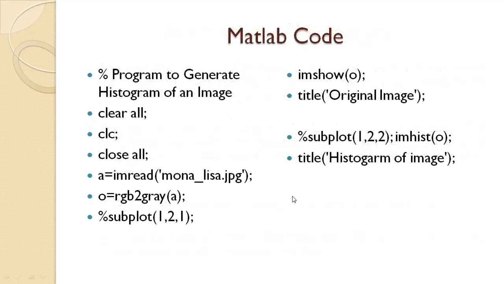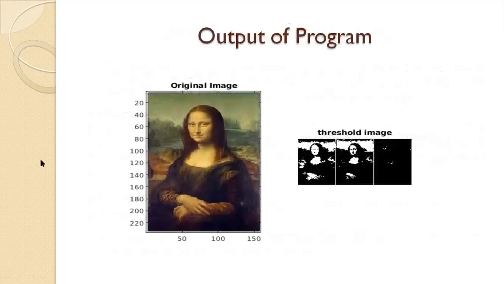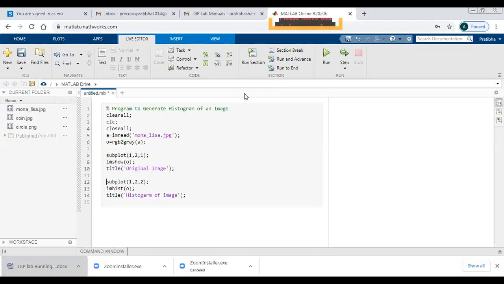Here is the MATLAB code for the program, and here is the output of the program. Now I will run the program in the MATLAB online platform so we will see the output of the program. Here you can see that I have copied our MATLAB code into the MATLAB online platform. The program is to generate the histogram of an image.